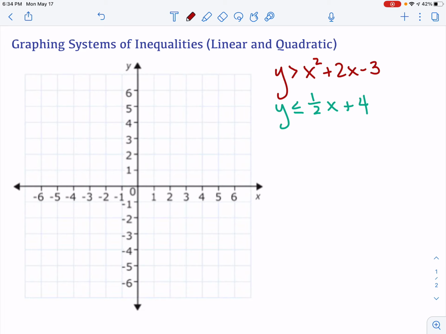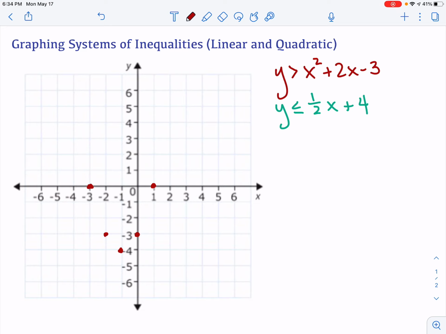So in my quadratic inequality here, my vertex is -1, -4. So I'm going to plot that point. And then my two x-intercepts are going to be -3, 0, and 1, 0. I also know that I've got -3 as my y-intercept, and then I can do the mirror point for that. So it gives me a couple of points to work with.